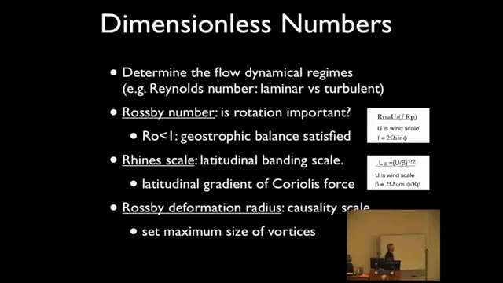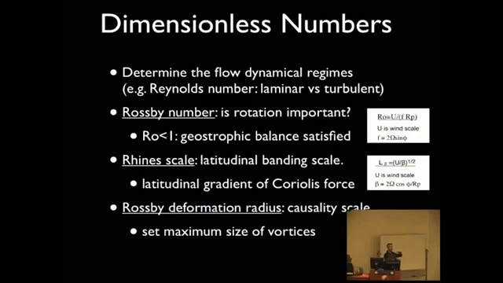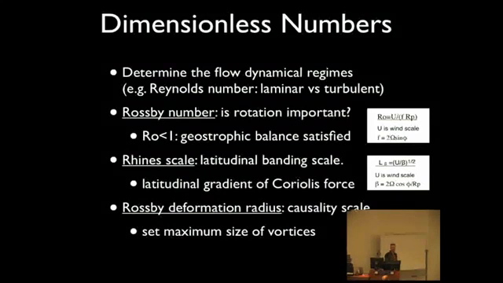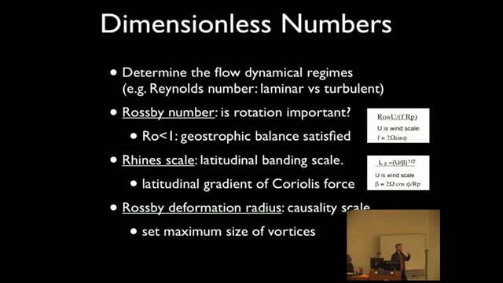The Rhines scale is trying to understand to what extent the change in the Coriolis force with latitude is affecting the flow. The practical application of that number is to define a typical bending scale, an important factor affecting the dynamics. My personal view on the Rhines scale is that the Rhines scale or the Rossby deformation radius do not have to be associated with baroclinic instability.